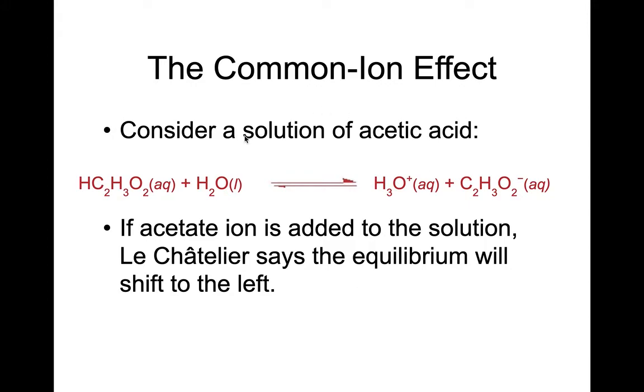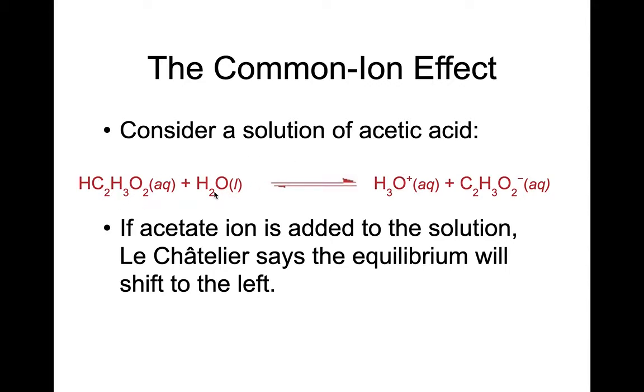So consider the solution below. We've got acetic acid dissolved in water, and we know acetic acid is a weak acid, so it will partially dissociate. It will create some hydronium ions and some acetate ions, and these ions will be in equilibrium with the rest of the undissociated acid.